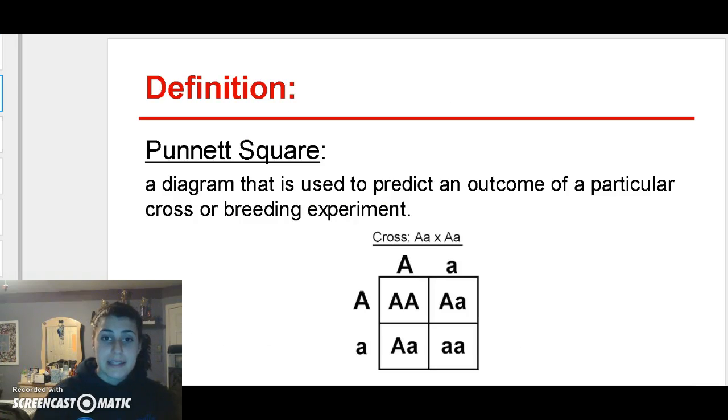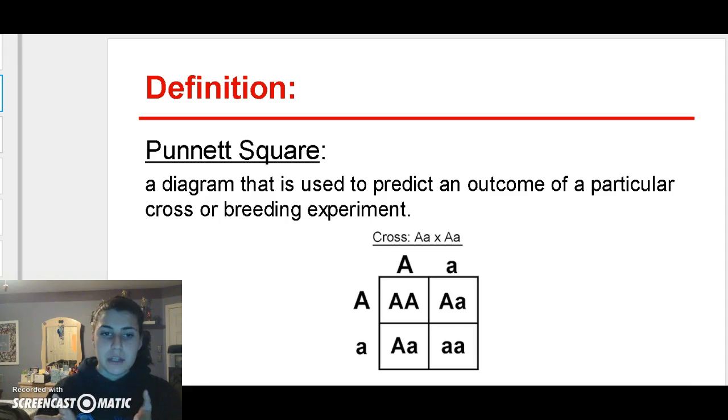A Punnett square is a diagram that is used to predict an outcome of a particular cross or breeding experiment. This means if you want to find out the offspring between two parents, that's usually what this is used for. If you want to predict the offspring between two parents or the probability of what the offspring can be, you're going to use a Punnett square.